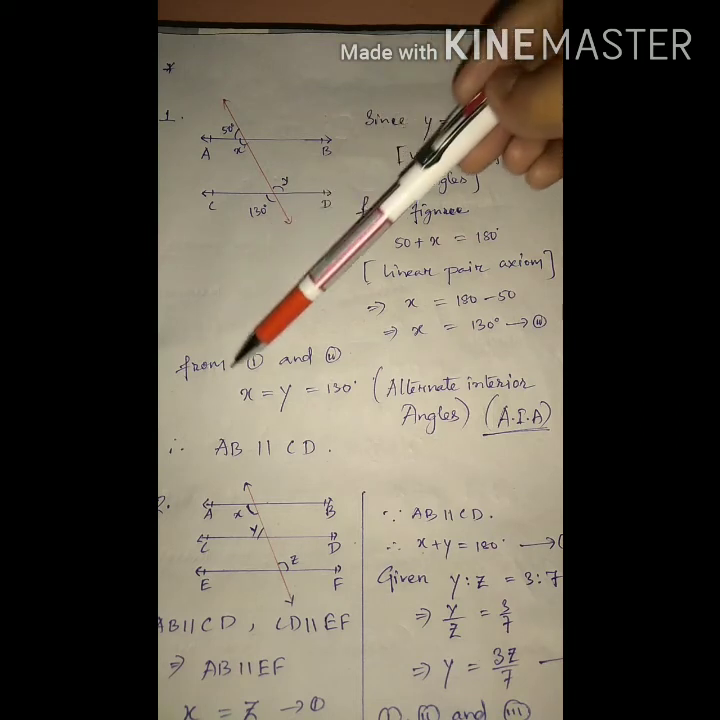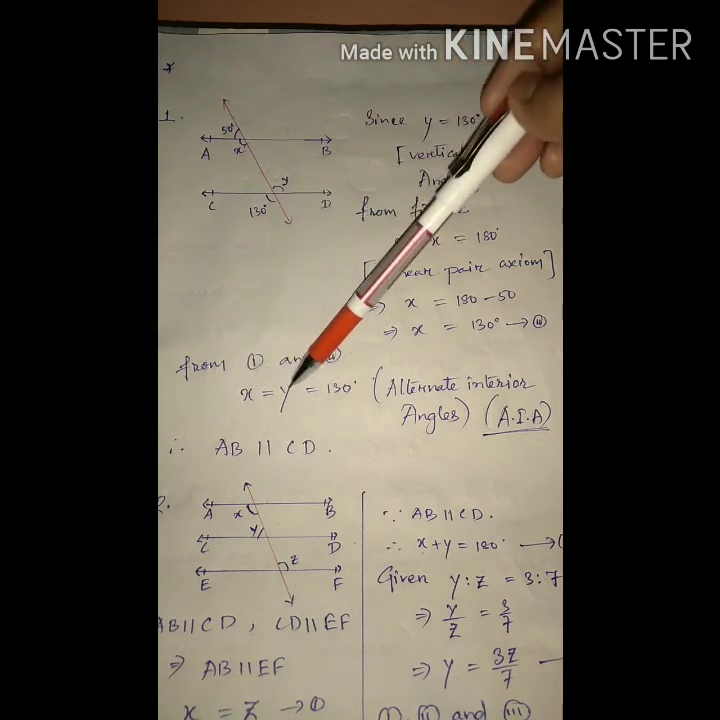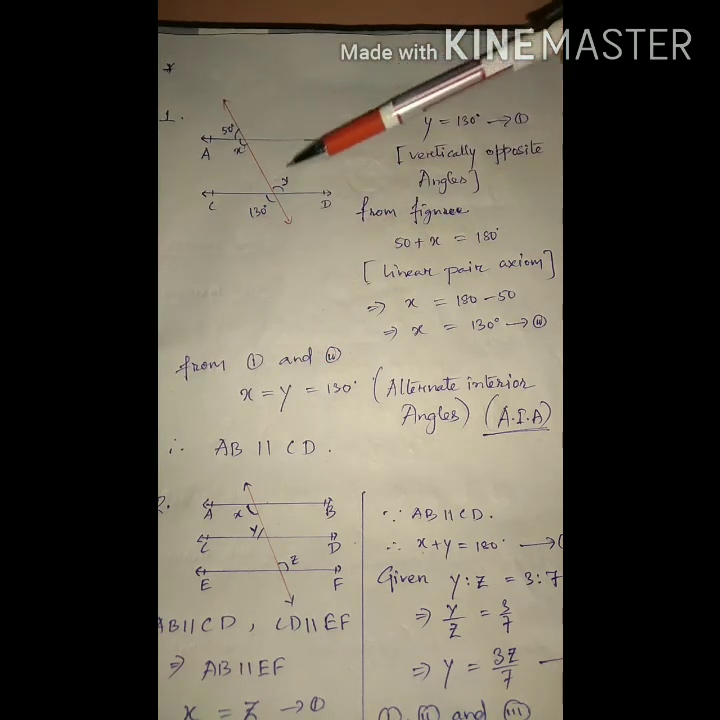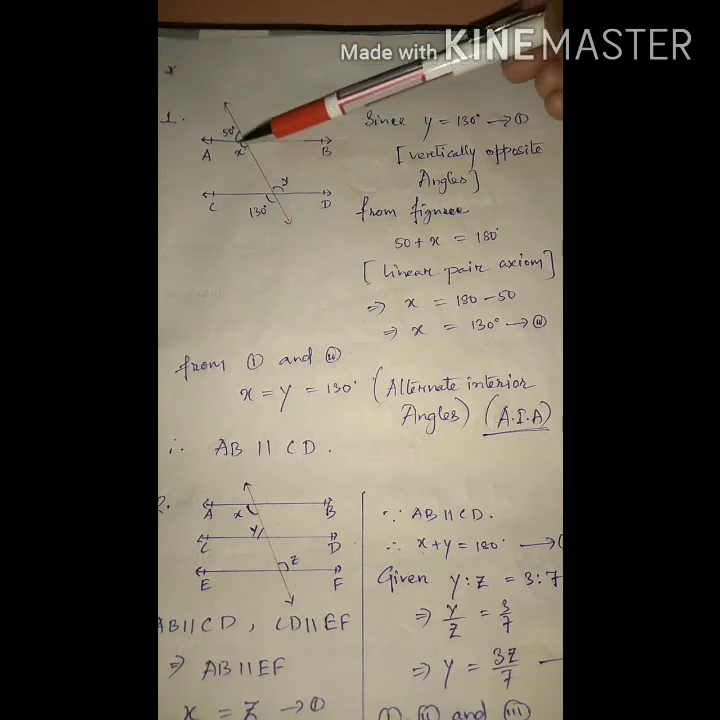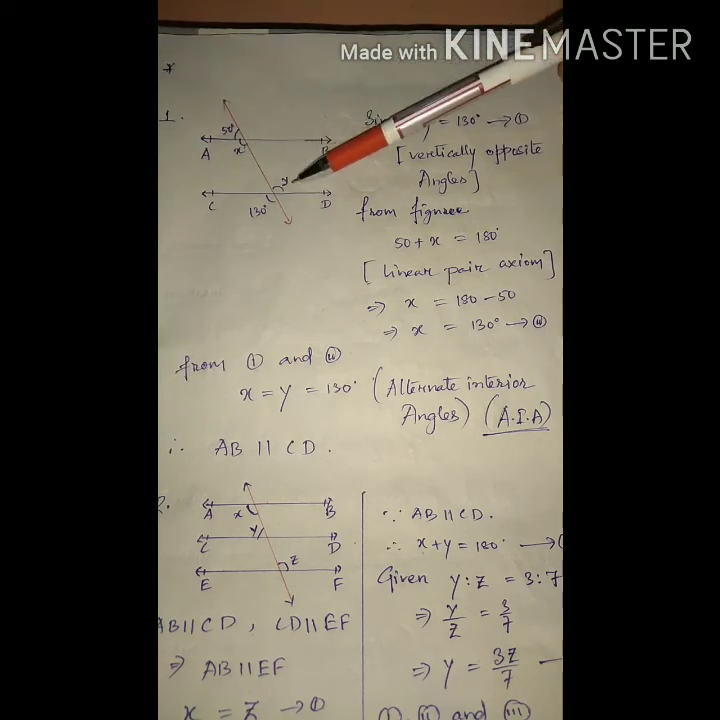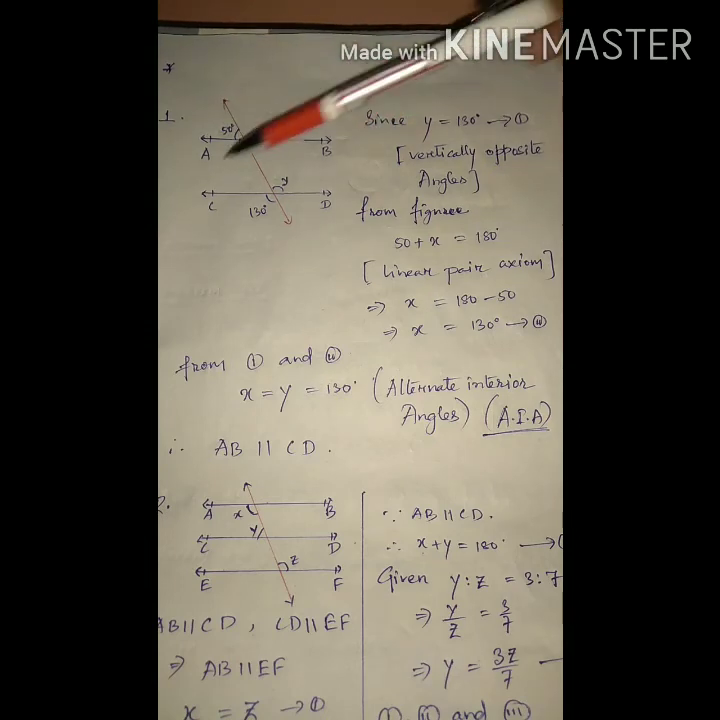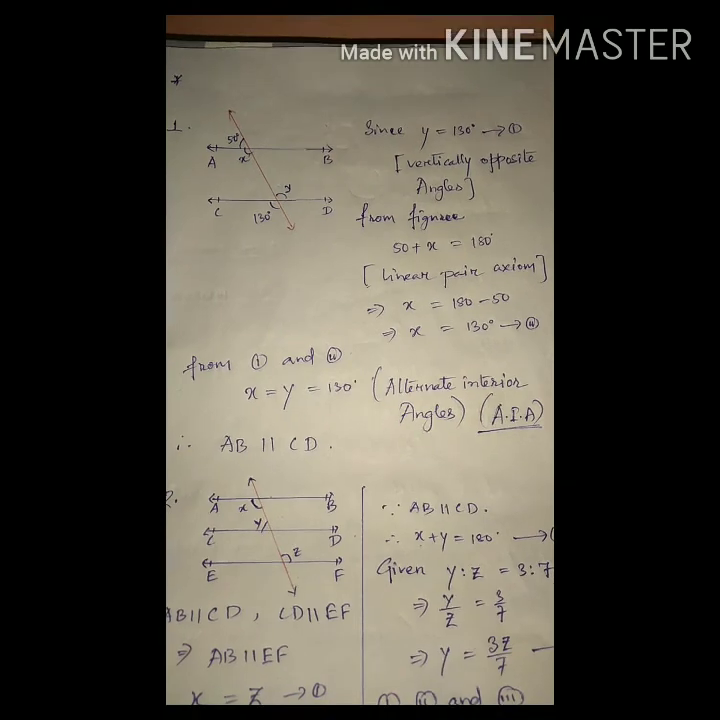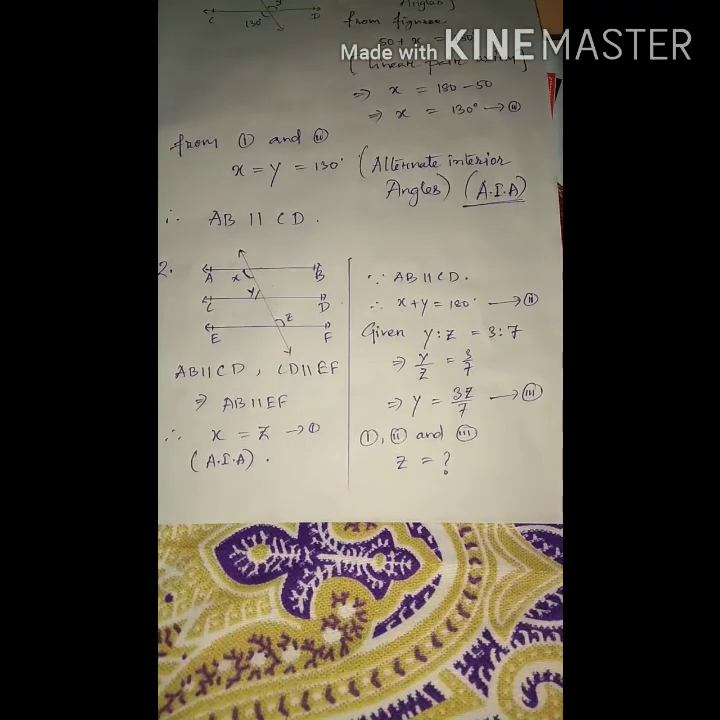So if you see here equation number 1, y equal to 130 as well as x is also 130. So from 1 and 2 what do we get? x is equal to y. If x is equal to y, that means these two are the alternate interior angles. So if alternate interior angles are equal, then the lines are what? Obviously the lines are parallel. So from this condition we can say AB is parallel to CD. Is it clear? Okay.